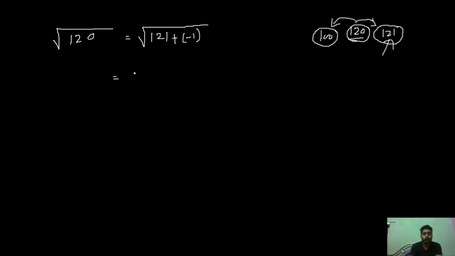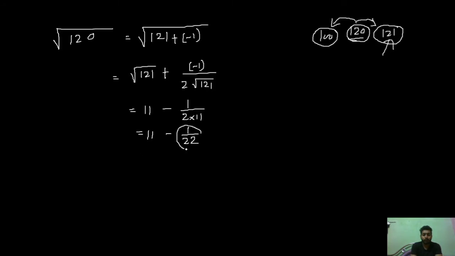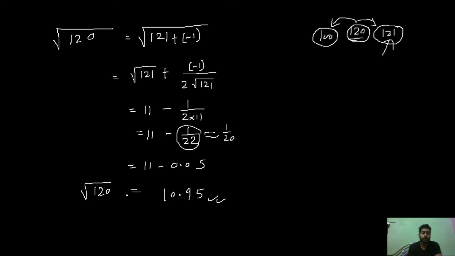Now again we will apply the same formula here. The formula is root over of 121 plus B by 2 into root over of 121, that is 11 minus 1 by 2 into 11, that is 11 minus 1 by 22. Now 1 by 22 is approximately equal to 1 by 20. Now 1 by 20 is 0.05. So we can find 11 minus 0.05, that is 10.95. 10.95 is the answer. So root over of 120, that is square root of 120, will be 10.95.